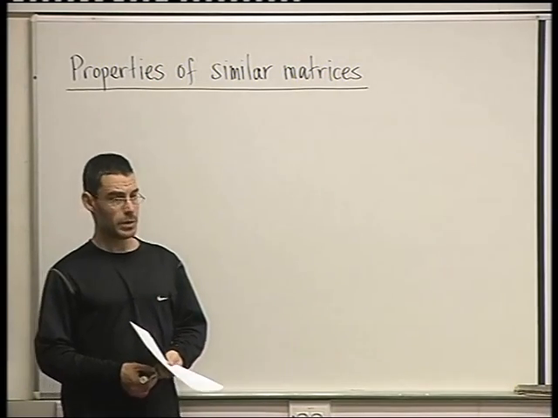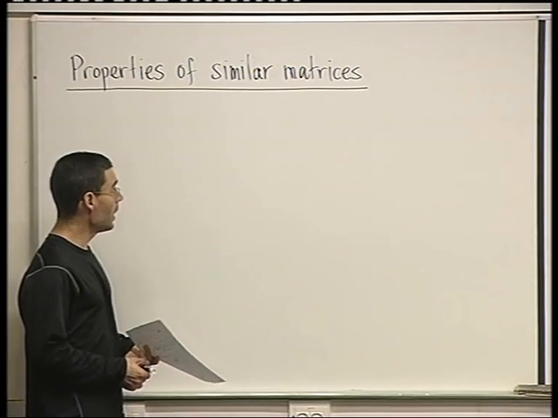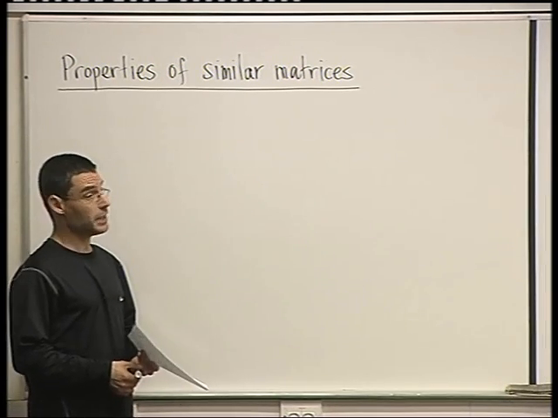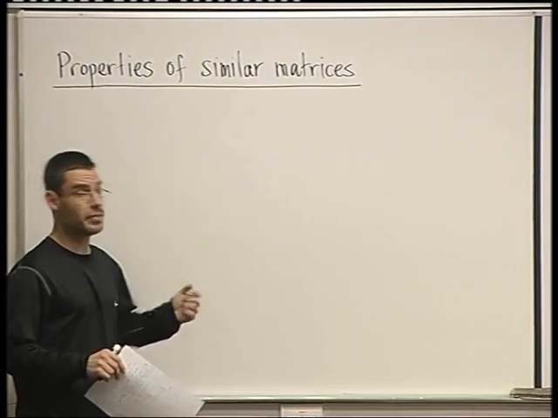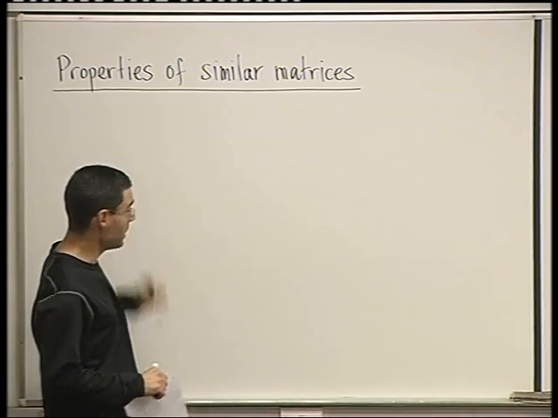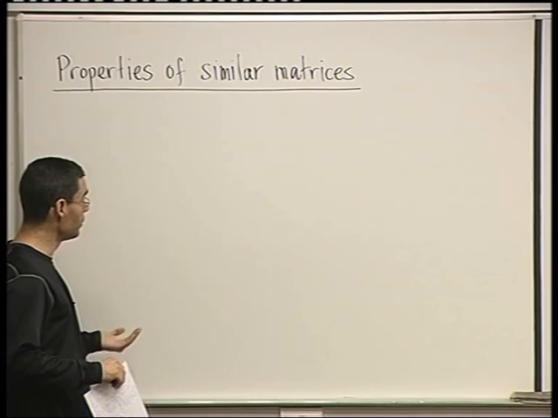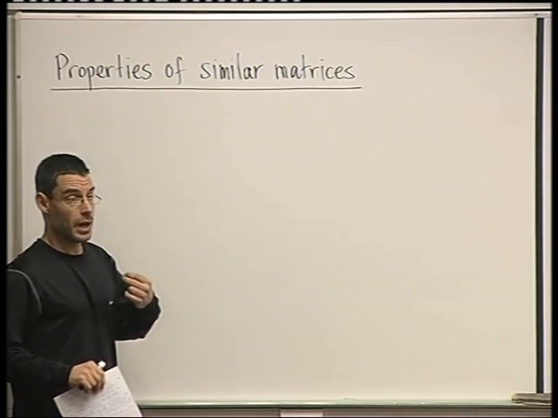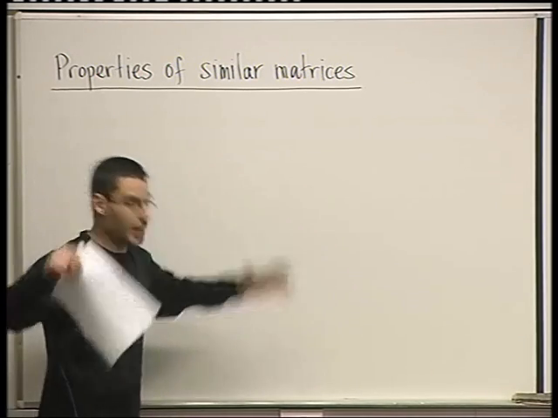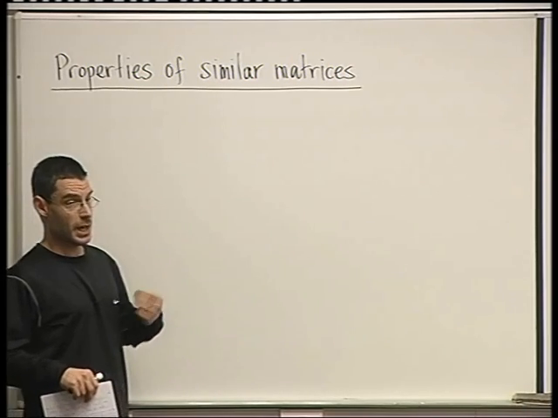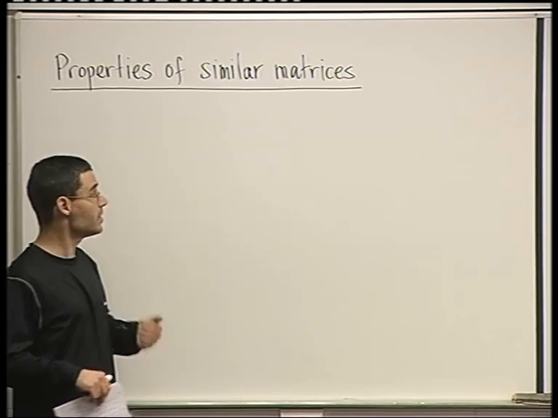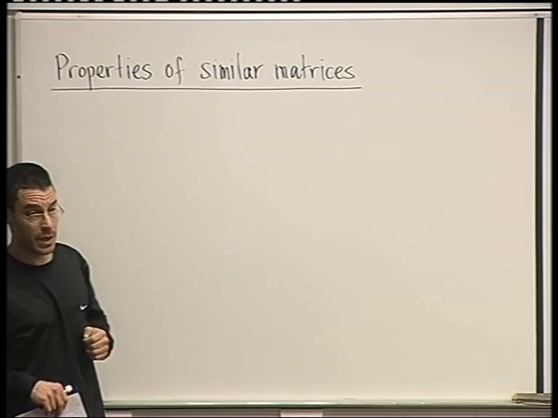We defined similar matrices to be matrices representing the same linear transformation. So two matrices are similar if they represent the same linear map with respect to different bases. That was the definition. And then we had a theorem, which we didn't prove, that gave an equivalent definition of similar matrices in the realm of matrices alone. Namely, there was the existence of an invertible matrix P such that B equals P inverse AP.